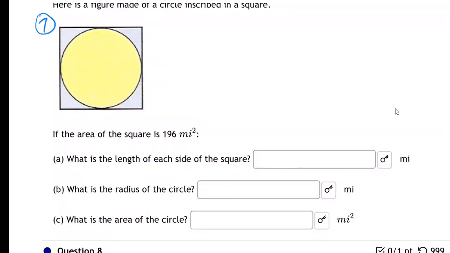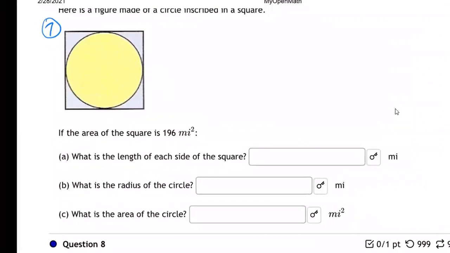Okay, so question number 7. We've got a circle, and it says it's inscribed in a square, which means it fits inside perfectly, so the edges touch. So circle inside of a square. And they're telling us the area of the square is 196 square miles.